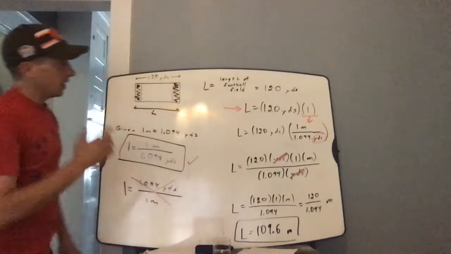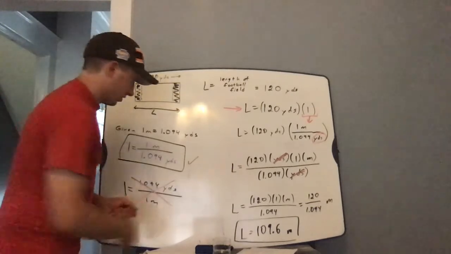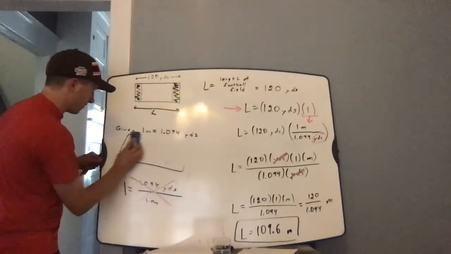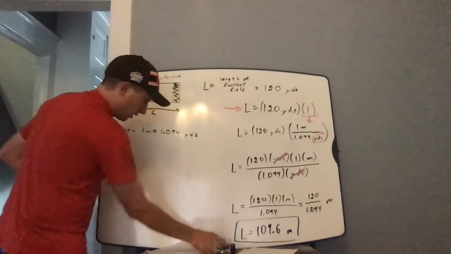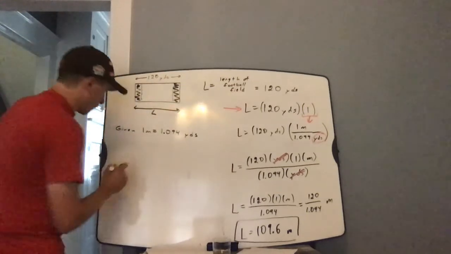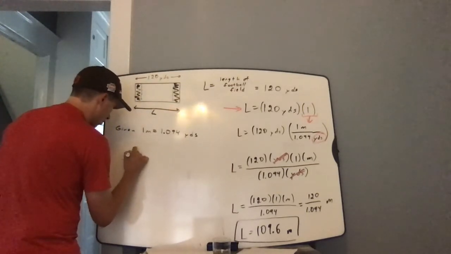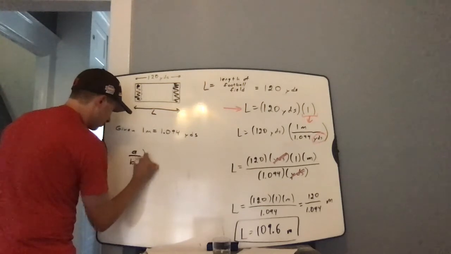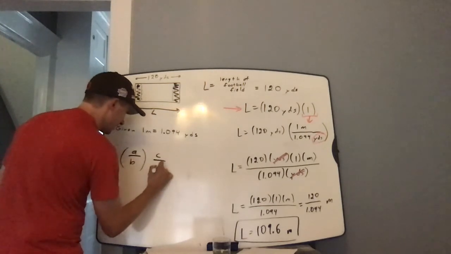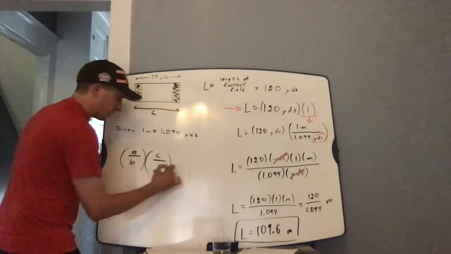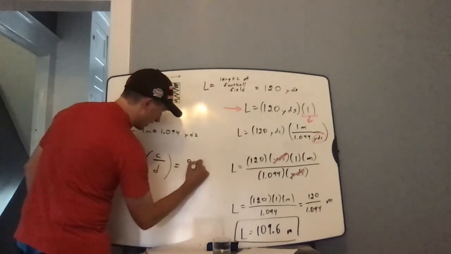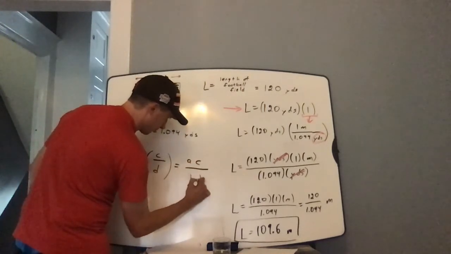Point number 2, what about multiplying by fractions? So when I multiply by fractions, in general, if I take a fraction a over b and I multiply that by c over d, when I multiply the fractions, this is just equal to ac over bd.